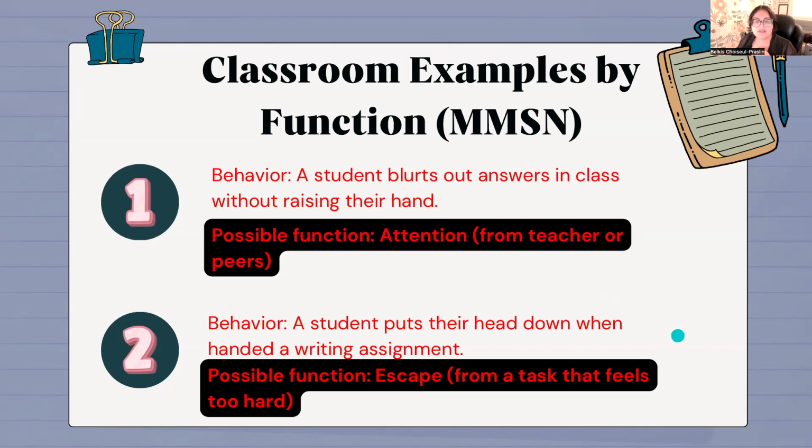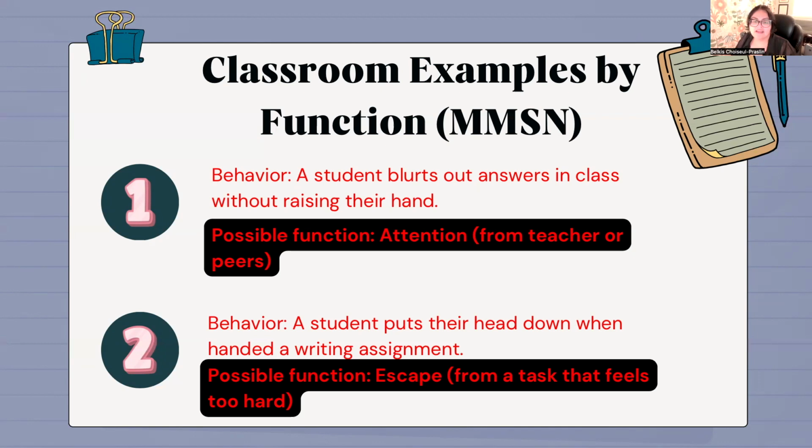In the second example here, we have a student who puts their head down when handed a writing assignment. A possible function for this behavior could be escape, because that task might feel overwhelming or even impossible. It could be that writing is really difficult for the student, or they had negative experiences where writing didn't go well and they got a lot of negative feedback. So instead of trying and failing, they shut down to avoid the discomfort entirely. Putting their head down is a way to say, nope, I'm not doing this. And it works because now you, the teacher, are trying to figure out just how to get the student to sit up in their seat and to talk to you instead of actually working on that assignment.